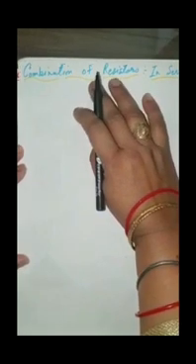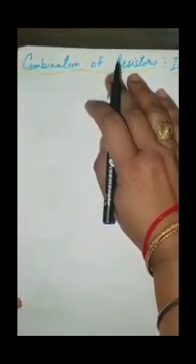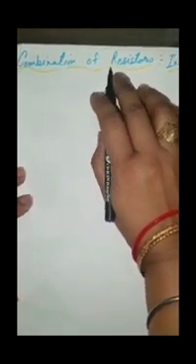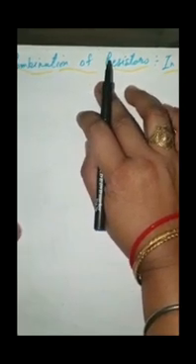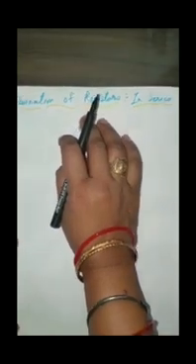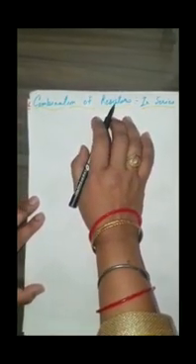We will do combination of resistors. In order to have a desired resistance in a circuit, sometimes we have to connect two or more resistors, either in series or in parallel. When the resistance of the combination is to be increased, they are combined in series, and when the resistance of the combination is to be decreased, they are combined in parallel. So first we will do combination of resistors in series.